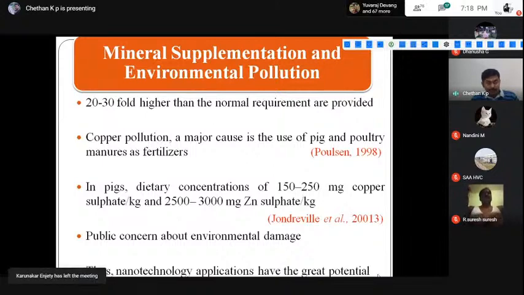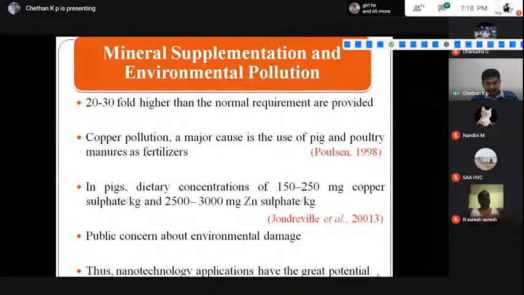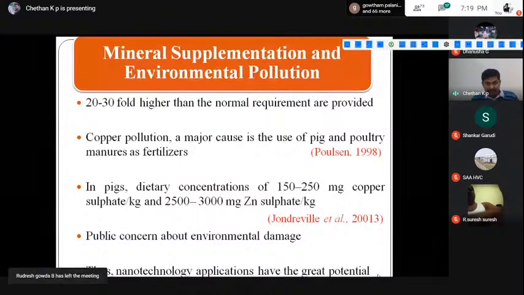But the problem is, one such example is copper pollution, which is a major problem in the case of pigs and poultry. Especially when these pigs and poultry manures are utilized as fertilizers, a lot of copper is present in those fertilizers, which will leach out to the nearby streams, ponds, and even the soils. It is very common in pigs where a dietary concentration of 150 to 250 milligrams of copper as copper sulfate per kg diet, and zinc sulfate to the tune of 2500 to 3000 milligram per kg diet were supplemented to have a growth promoting effect.